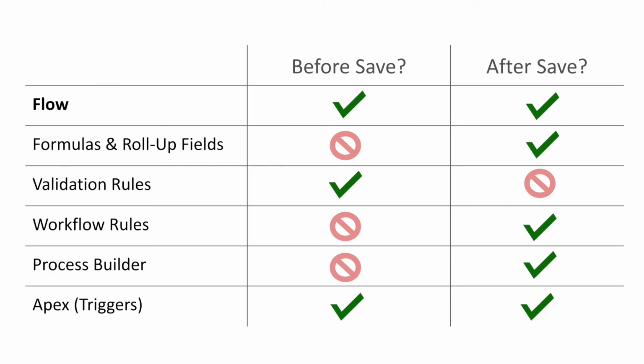Here's a quick little overview of all of the automation tools in Salesforce available to us and how they generally operate. So Flow, you can do before save and after save automations, much like Apex triggers. Formulas and roll-up fields, those fields don't populate until after a record is saved. Validation rules, obviously a record won't save if a user doesn't pass a validation rule's criteria, so those are before save. Workflow rules and Process Builder, the OGs of Salesforce automation, are all after save. And that's one big reason why Salesforce is probably encouraging all of us to adopt Flow.